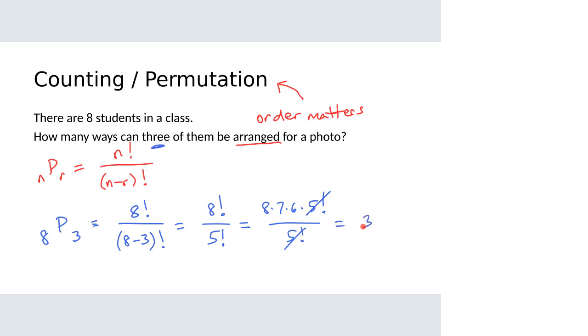or 336. How many ways could they be arranged for a photo? 336 ways. We're not going to write those down. That would be torture. But we can find that there are 336. Please let me know if you have questions on any of these as we go through them.